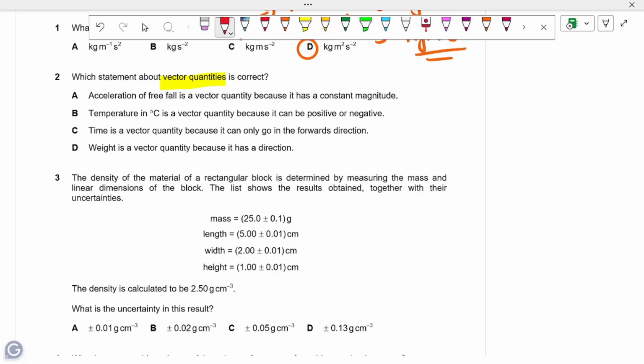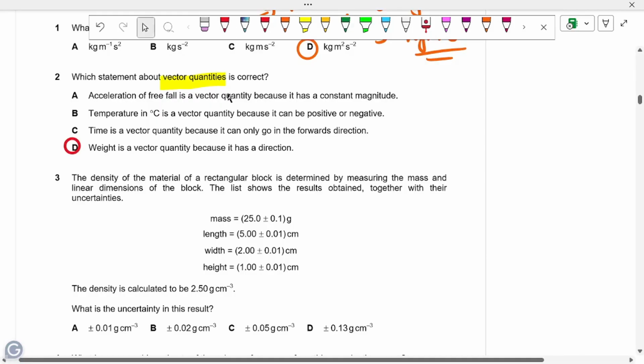Weight is a vector because it has direction. That's actually true because weight can either be up or, for example, let's say negative if the acceleration due to gravity is forcing you to move down, right? So we can say weight is a vector because it has magnitude and direction. Okay, hope that makes sense.